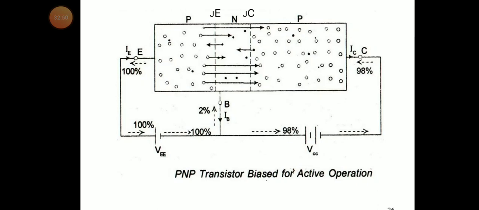You can see what we are doing is applying the external voltages VEE and VCC. The P type material is connected to the positive and the N is connected to the negative for the emitter junction. This is called forward bias. The emitter junction is forward biased. The collector junction is reverse biased, that is P is connected to negative and N is connected to positive. Emitter junction is forward bias, collector junction is reverse bias.